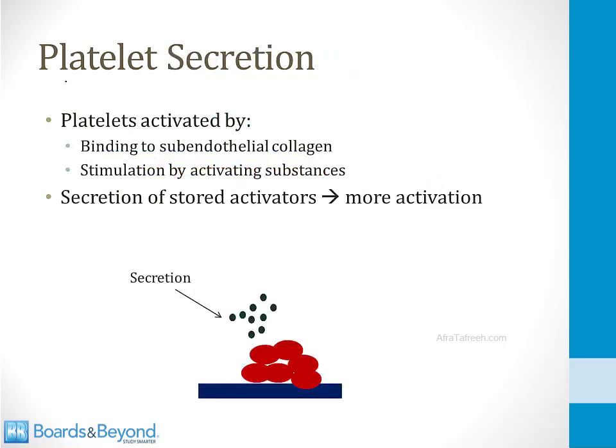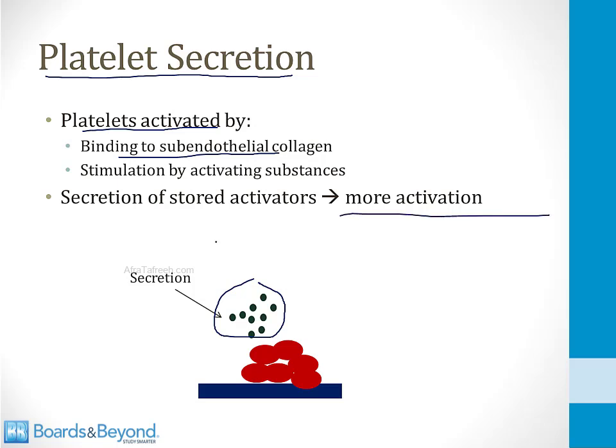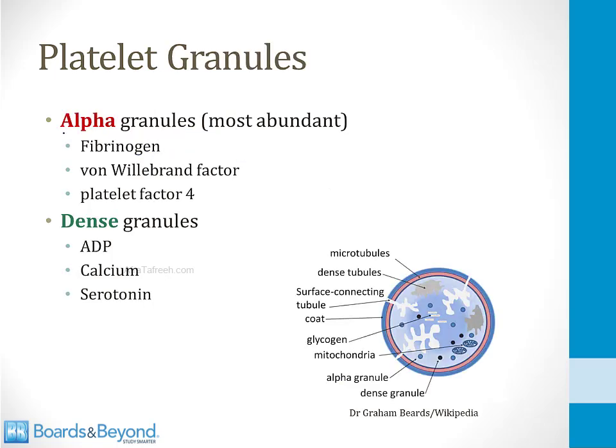The third part of the process of forming a platelet plug is platelet secretion of stored contents. It's important for you to understand that platelets are activated in two different ways. They can bind to subendothelial collagen, but they can also be activated if they are exposed to activated substances released from other platelets. So when one platelet is activated, it will release stored contents which can go and activate other platelets. In this manner, one platelet being activated can lead to the activation of many others. There are many different substances stored in the alpha and dense granules. I've listed the most important ones on the screen.